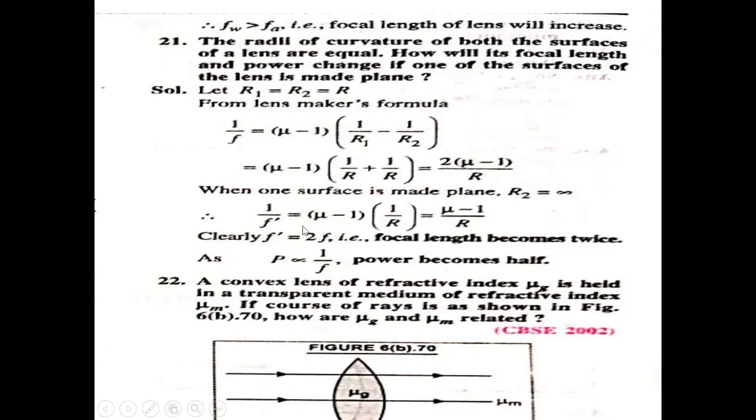So what is the relation between F dash and F? Are you getting F dash is 2F? Correct? Yes, ma'am. F dash is 2F. Focal length becomes twice. Power becomes half.